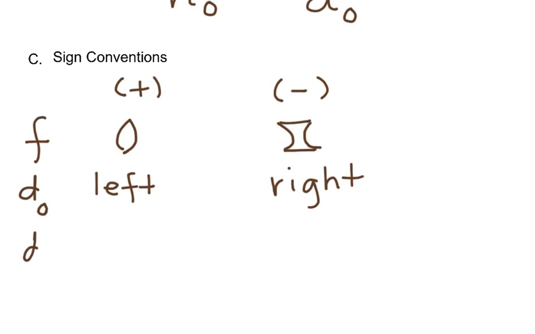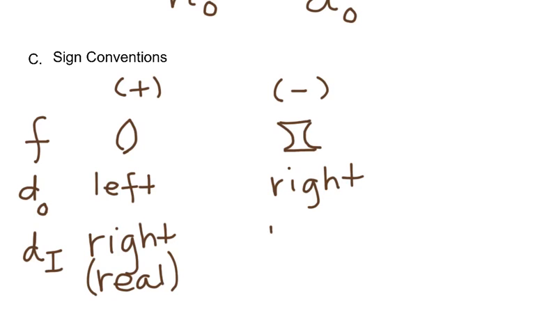The next thing is the distance of the image. If it is on the right side of the lens, it will be positive, and it will be real. If the image is on the left side of the lens, or the same side as the object, or where the light is coming from, the distance of the image will be negative in value, and it will be virtual.